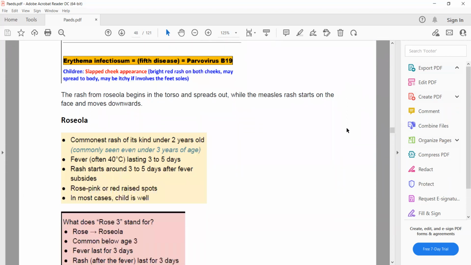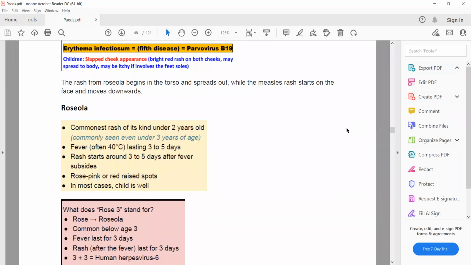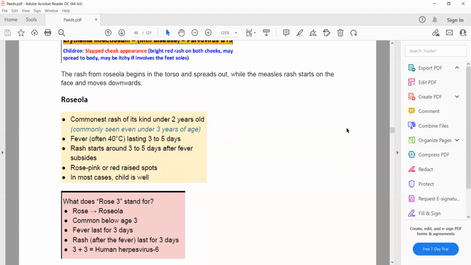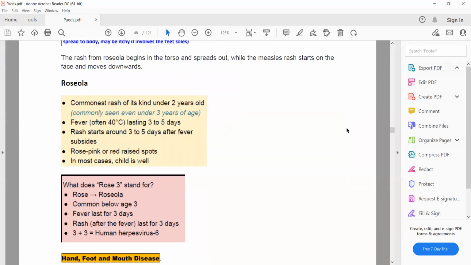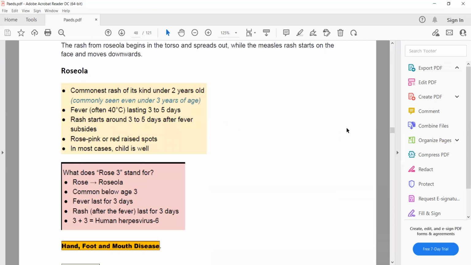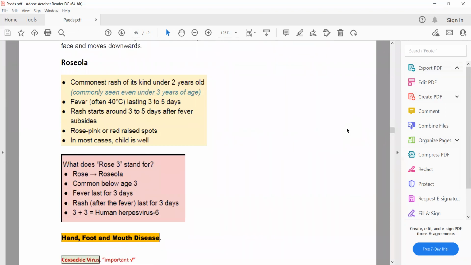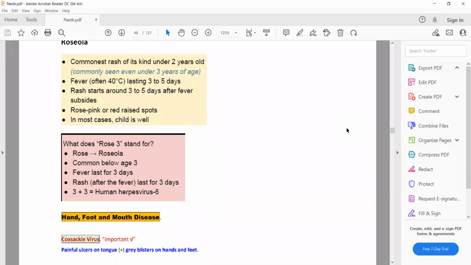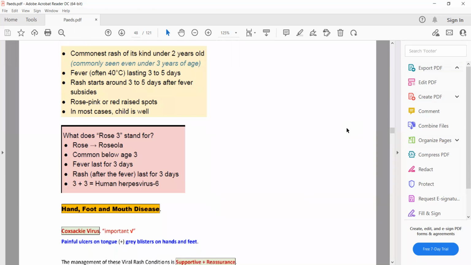Roseola is the commonest rash of its kind under 2 years old, commonly seen even under 3 years of age. The fever lasts up to 3 to 5 days, and the rash starts after the fever subsides. In most cases, the child is usually well. So you can see that the rash appears 3 to 5 days after the fever.